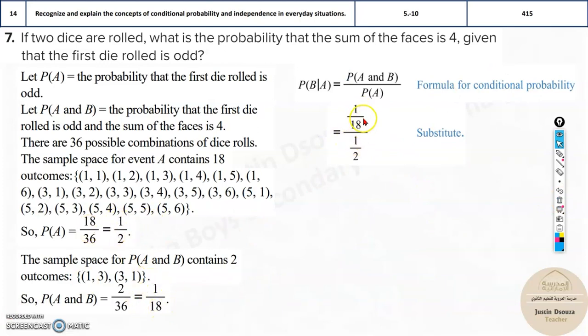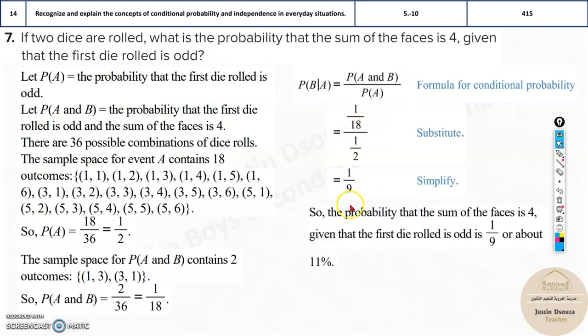That is P of A and B, sorry. And then over here, half, that is probability of A only. So you will get the answer 1 by 9. This cancels. 2 9 times is 18. So the answer is 11%. Okay, this is how we basically solve.